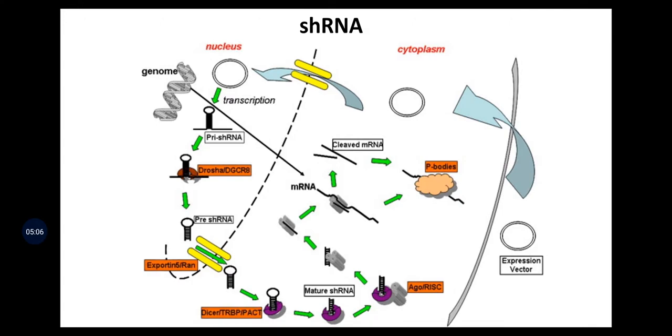That particular mRNA is taken here, then a hairpin loop or pre-shRNA is formed, then the pre-shRNA moves to the cytoplasm, where Dicer, Argonaute, RISC complex will be formed and silencing takes place. Here also perfect pairing is required, but at the beginning the premature mRNA is first here.